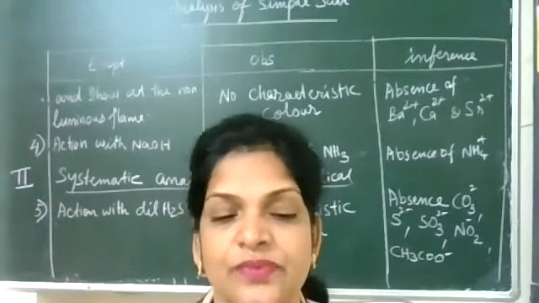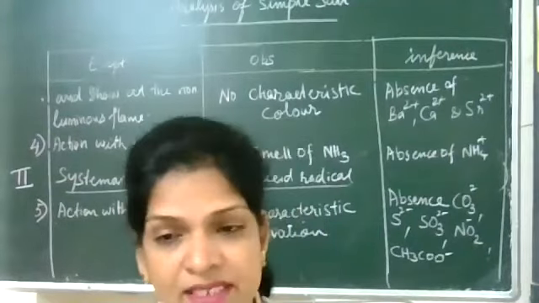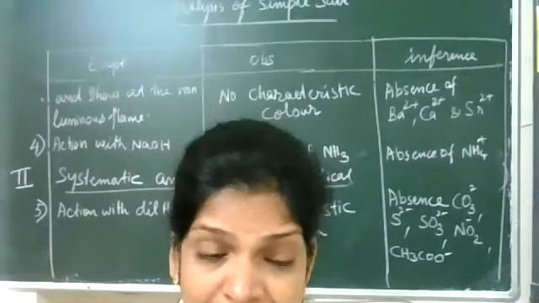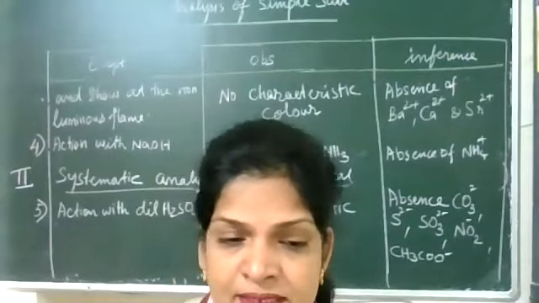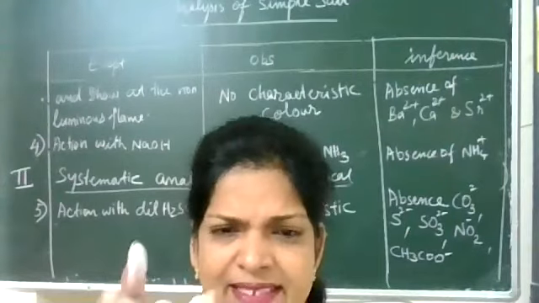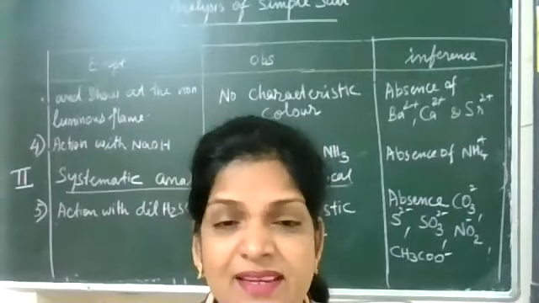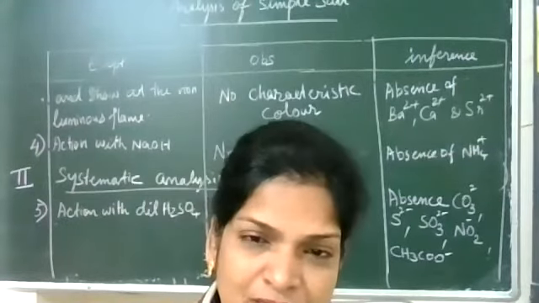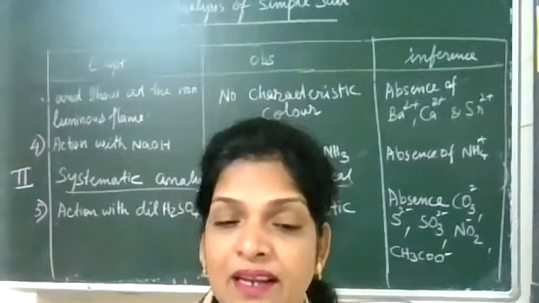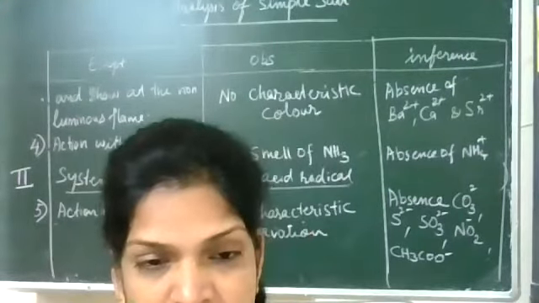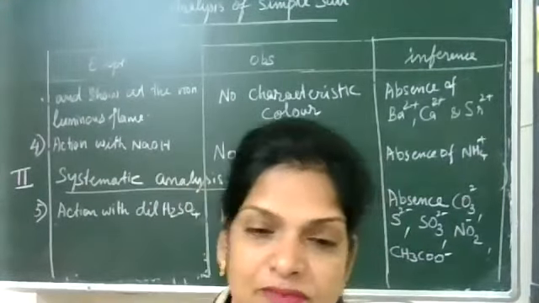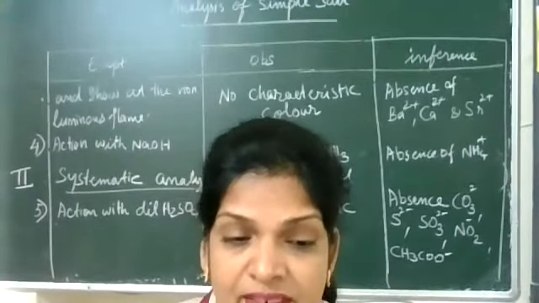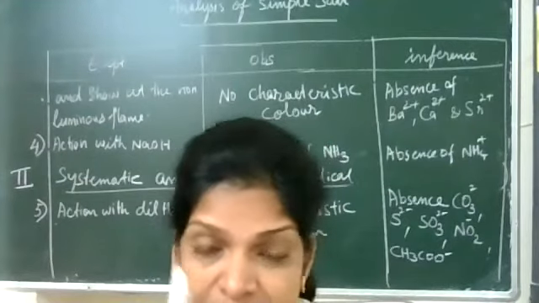So next is action with concentrated H2SO4. You are adding and heating. If a gas is coming, a slight white color vapor, what do you do? You dip a glass rod in ammonium hydroxide and show it at the mouth of the test tube. If that light gas becomes dense white fumes, then Cl minus is present.